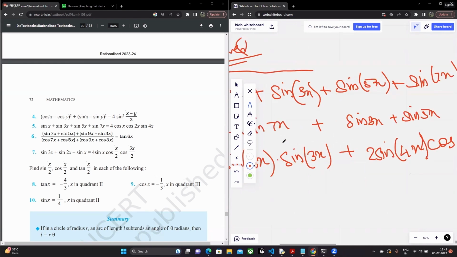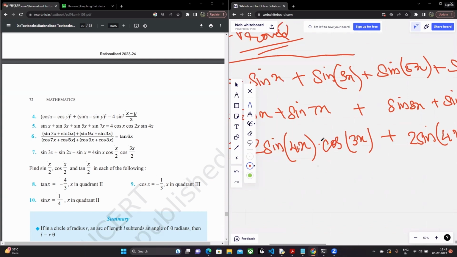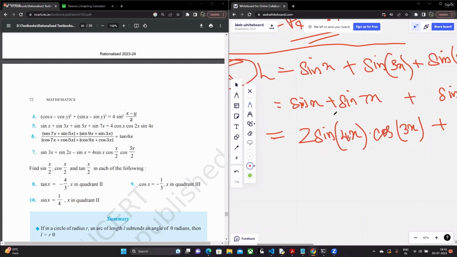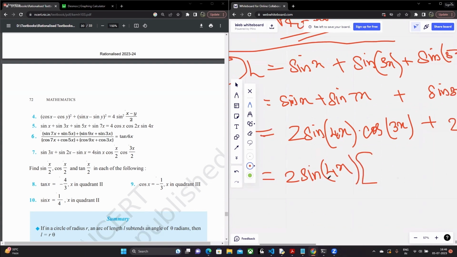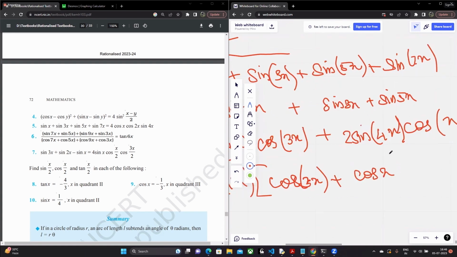Okay, there is sine here as well. Cos. Sorry for that. Yes, 2 sine of (a plus b) by 2 cos of (a minus b) by 2. So I'll take 2 sin 4x common out. You are going to be left with cos of 3x plus cos of x, right?